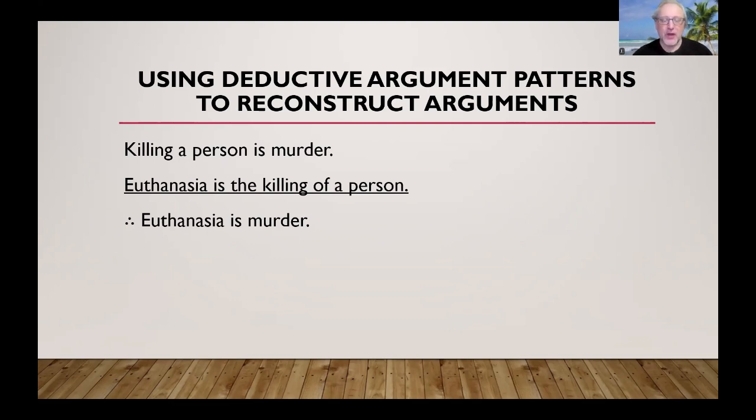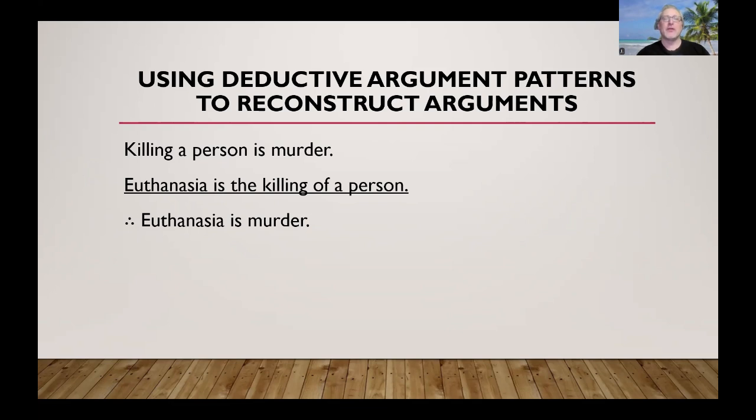We have to decide, using information in the text and also background information, whether the person making the argument intended the all or not. When they said killing a person is murder, did they mean all killing a person is murder, or did they mean killing a person is sometimes murder? And this makes a difference, because if what they intended to say was that killing a person is sometimes murder but not all, then the argument doesn't have a valid pattern and the conclusion doesn't follow.